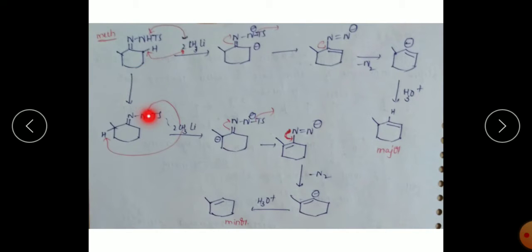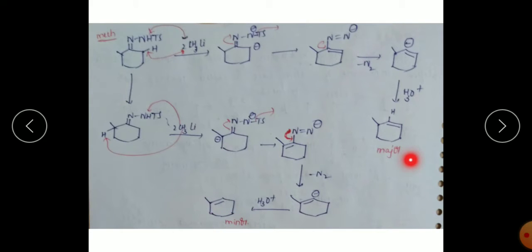Suppose we consider the other tosyl hydrazone: the first hydrogen is eliminated from this nitrogen and the second hydrogen is eliminated from this carbon. Then we get a carbanion on this carbon atom, the tosyl group is eliminated and then N2 is eliminated. Then we get a negative charge on this carbon atom, and on acidic hydrolysis we get this product.